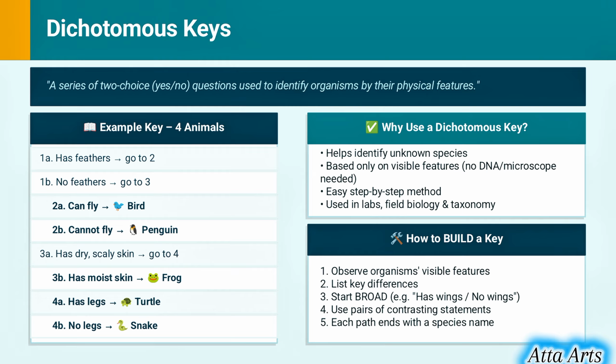Now in the exam you might be asked to use a key, meaning follow the steps to identify an organism. Or you might be asked to construct a key, meaning write one yourself. If you are constructing a key, always start with the broadest, most obvious feature first. For example, has wings versus has no wings, then go more specific with each step.